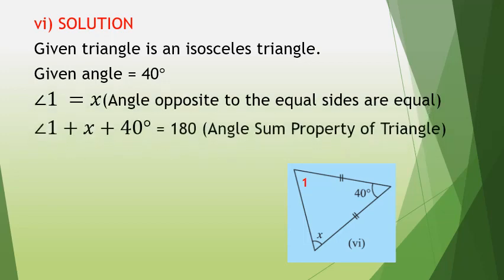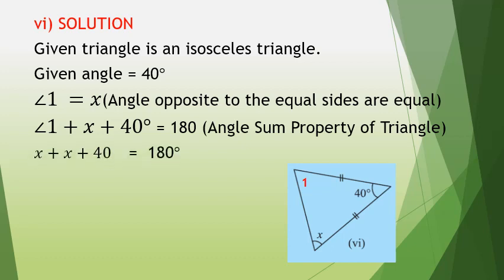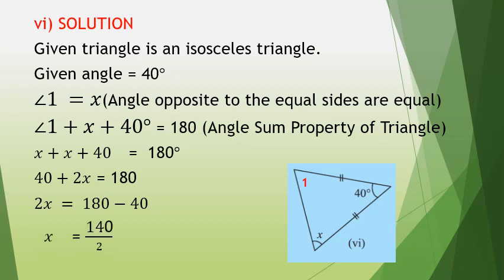Now by angle sum property of triangle we can write angle 1 plus x plus 40 equal to 180 degree. Now we have to substitute the value of angle 1, that is x plus x plus 40 equal to 180 degree, or 2x plus 40 equal to 180 degree, or 2x equal to 180 minus 40 equal to 140 degree, or x equal to 140 upon 2 equal to 70 degree.